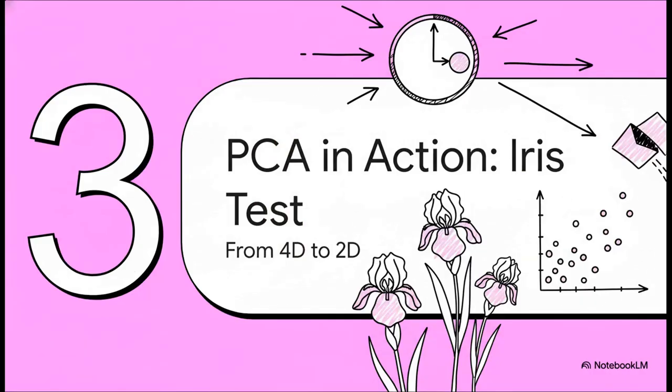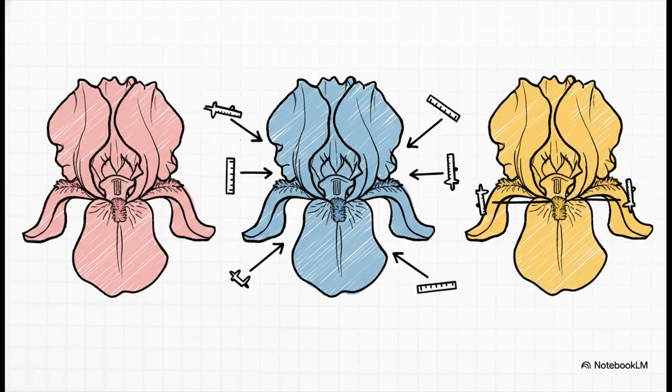So that's the theory, but talk is cheap, right? Let's see how this actually works in the real world. We're going to put PCA to the test with a very famous dataset. We're talking about the Iris Dataset. It's a classic in data science for a reason. It's got measurements for 3 different species of iris flowers, and each flower is described by 4 features, things like petal length, petal width, and so on.